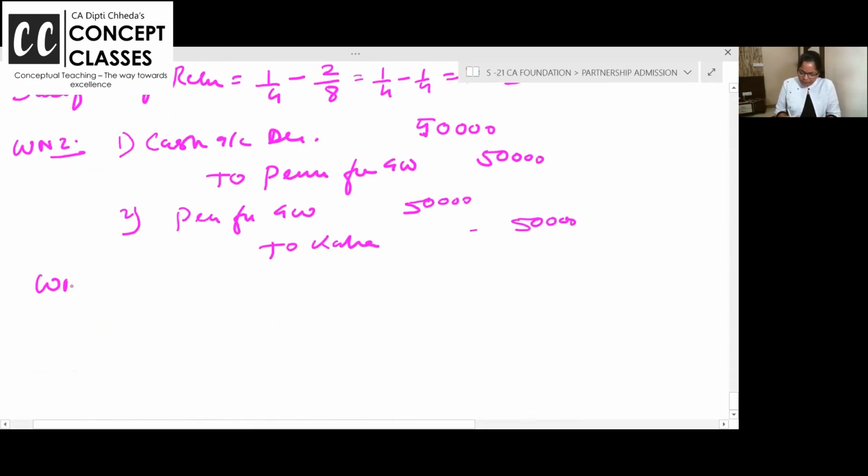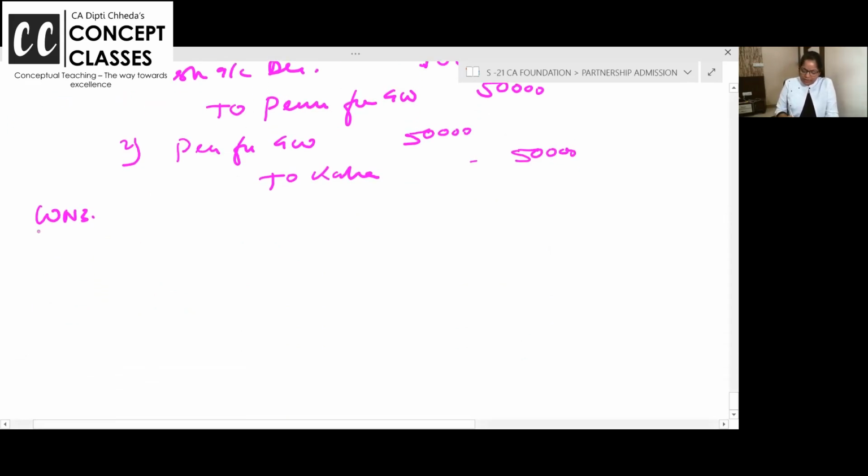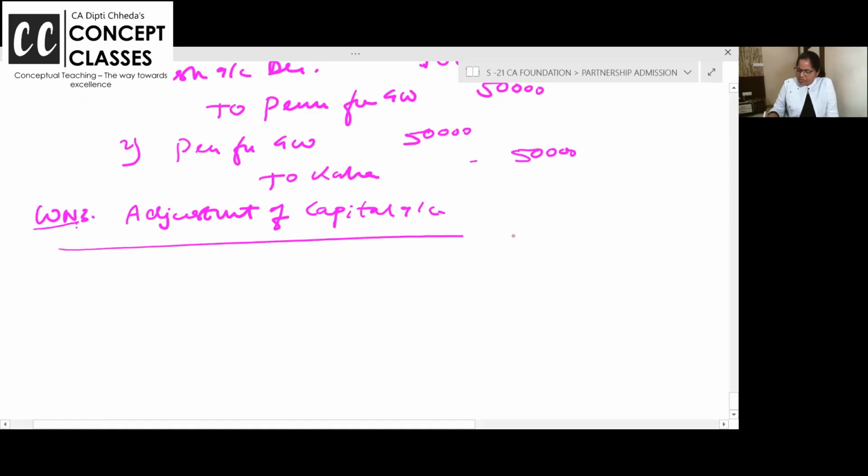Now come to working note number 3. Read that line again. Last line, 4th point. Capital account of all the partners were adjusted in the new PSR and the current accounts were to be opened for that. Okay. Now write the heading: adjustment of capital accounts.